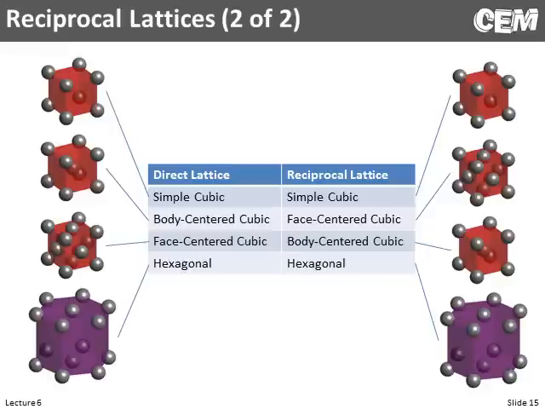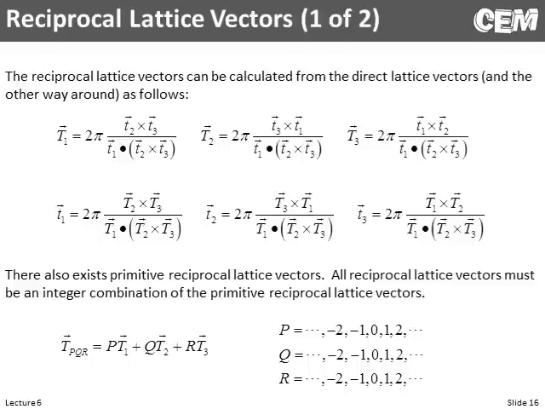So if your direct lattice has simple cubic symmetry, the reciprocal lattice has simple cubic symmetry. If your direct lattice has body-centered cubic symmetry, then the reciprocal lattice, in fact, is face-centered. If your direct lattice was face-centered, obviously the reciprocal lattice is body-centered, and for a hexagonal lattice, the reciprocal is hexagonal again. So given the vectors, we can use these equations to pop back and forth, calculate the reciprocal lattice vectors from the direct lattice vectors, or vice versa.